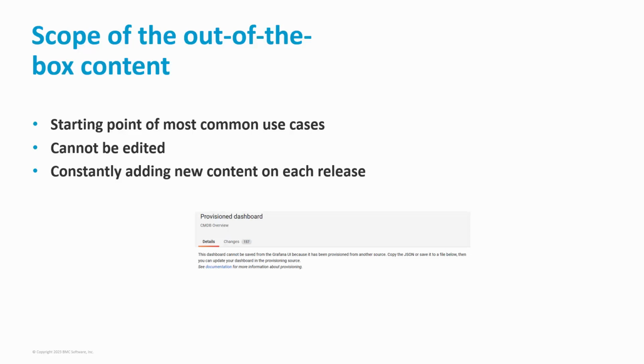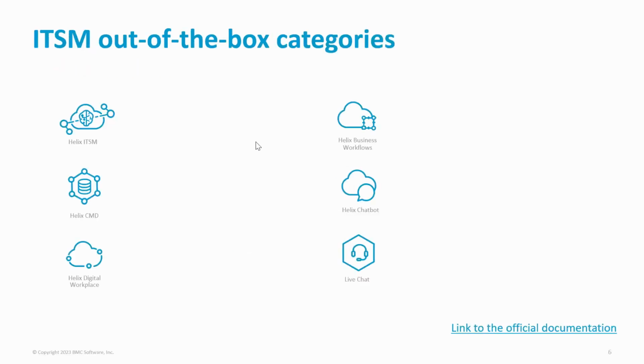So this way, we ensure that when we push upgrades to these dashboards, all of our customers will get the most new releases for the out-of-the-box dashboards. On Helix Dashboard, we have 6 categories for ITSM out-of-the-box dashboards. I will explain how we create one for each category from scratch.